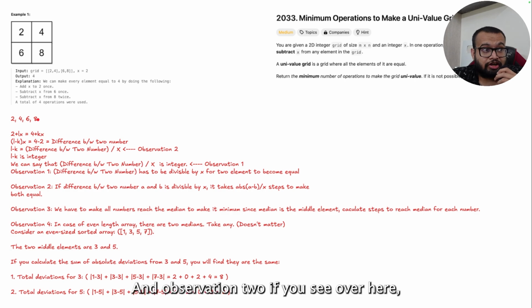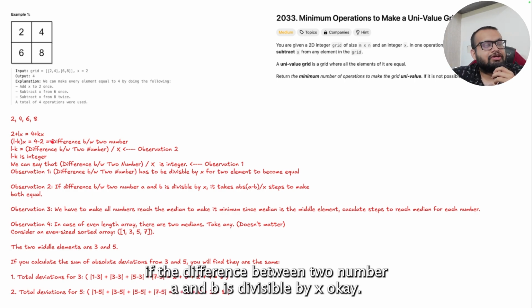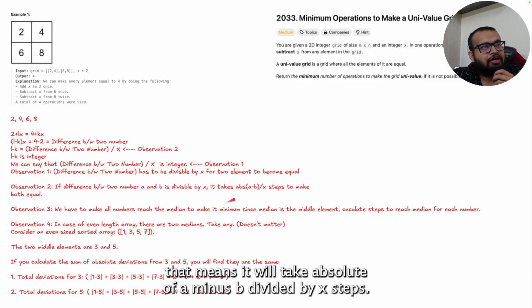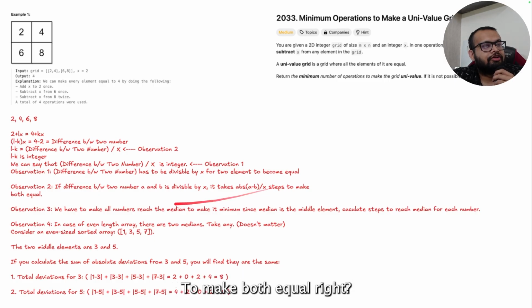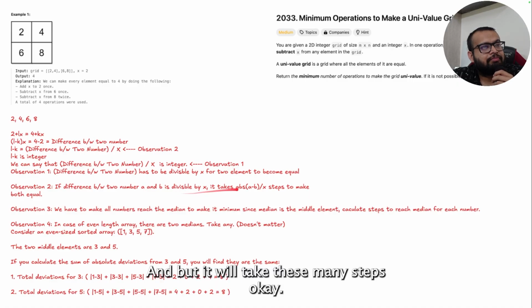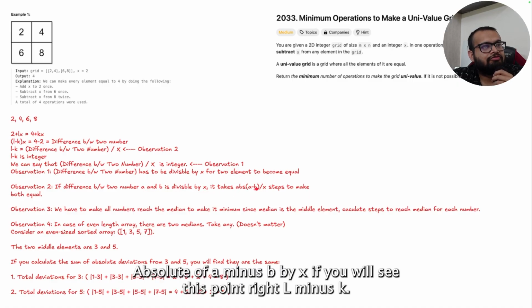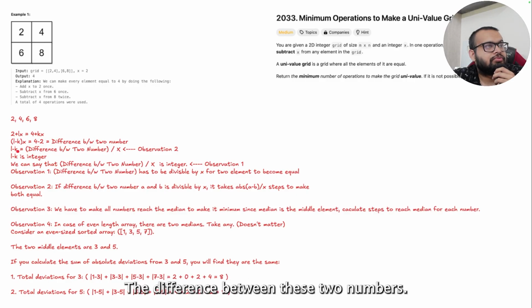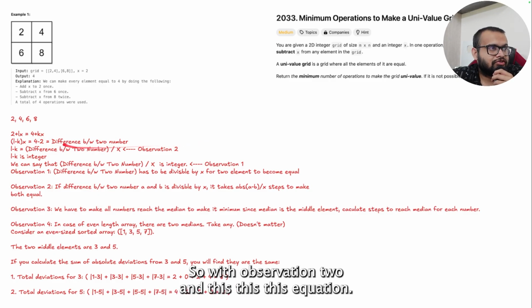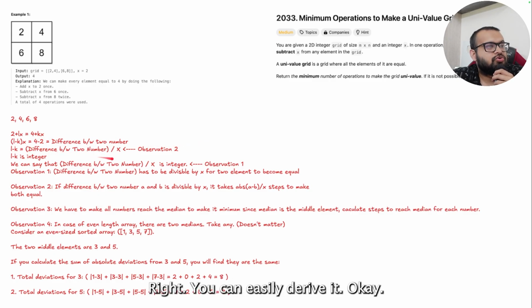That's it. And observation 2: if the difference between two numbers a and b is divisible by x, that means it will take absolute of a minus b divided by x steps to make both equal. We will add something, subtract something, but it will take this many steps: absolute of a minus b by x. If you see this point, L minus k, the difference between these two numbers divided by x. So with observation 2, this equation you can easily derive.